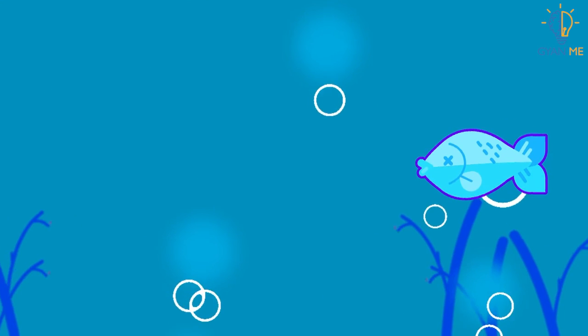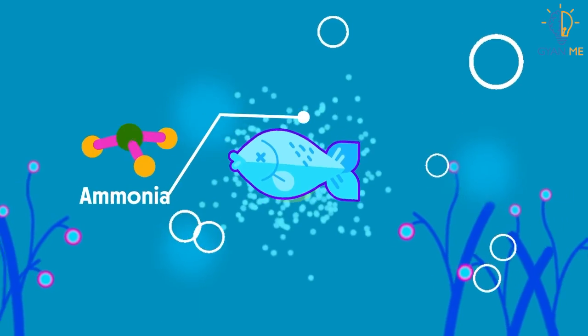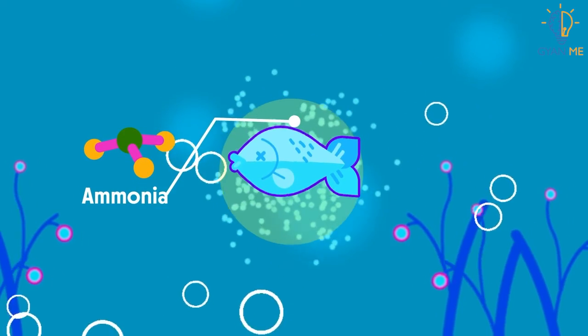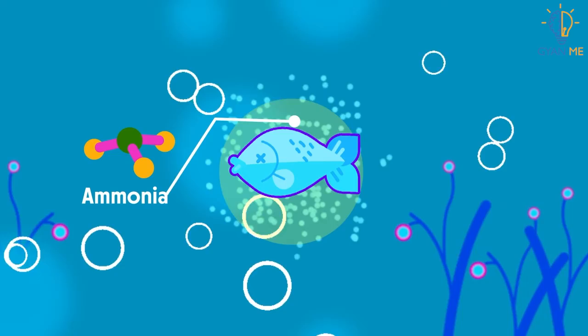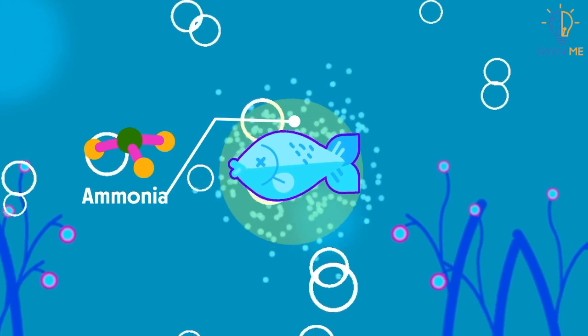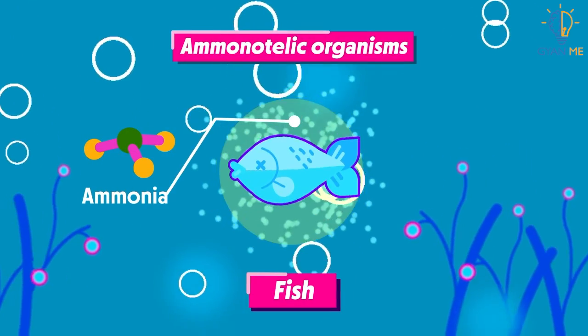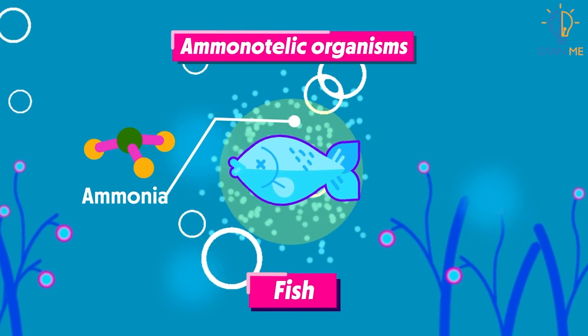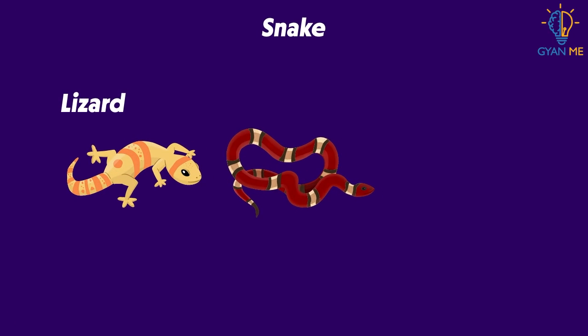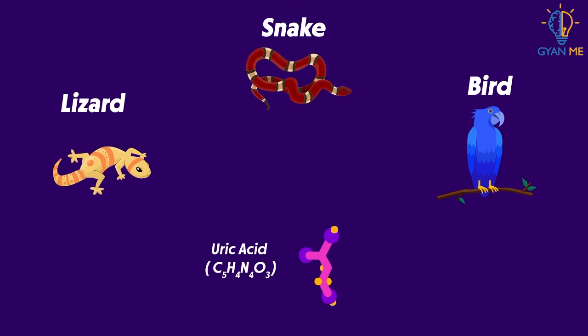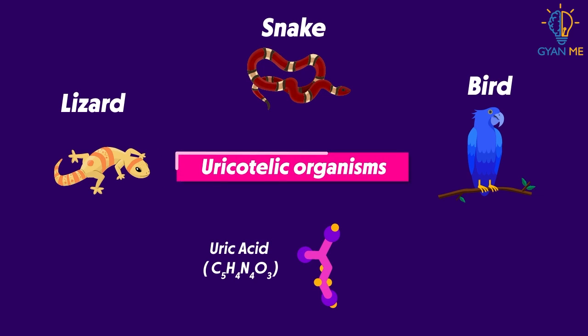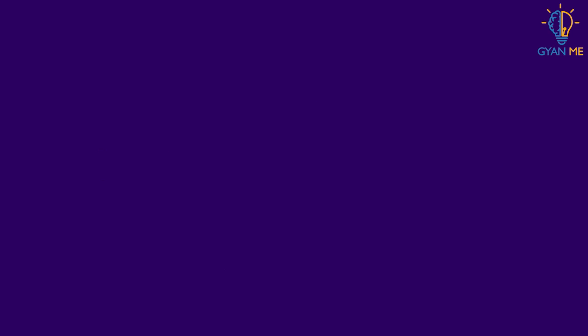While other organisms such as fishes generate waste in the form of ammonia. Ammonia is excreted directly in the surrounding water. Such organisms are known as ammonotelic organisms. And some organisms such as lizards, snakes and birds excrete uric acid. Such organisms which excrete uric acid are called uricotelic organisms. And in which way it is excreted out, that we will see in our next video.